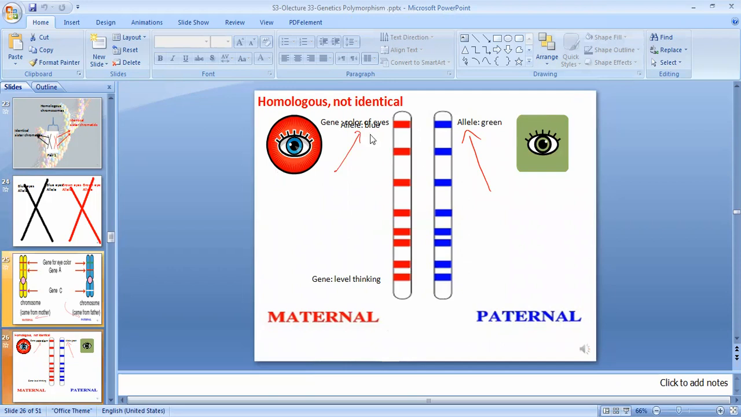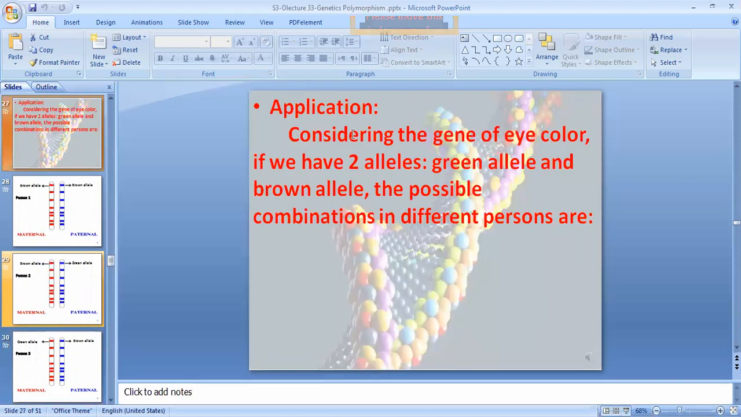They have the same gene here, the gene of eye color. In one of them the color of the eyes is blue, and in the other one it is green. So they are homologous. They carry the same gene, but they are not identical since they don't carry the same allele. We have a green allele and a blue allele. So in this application, we consider the gene of eye color.